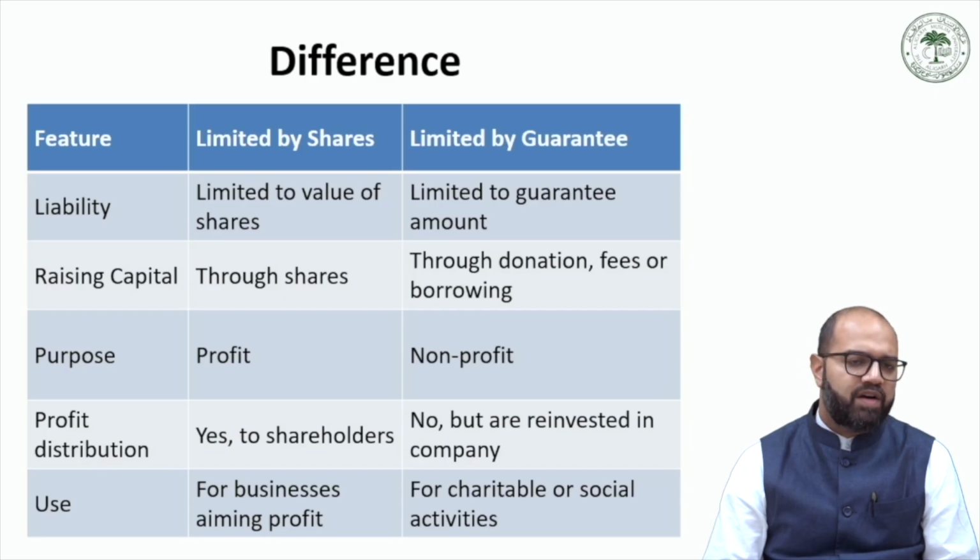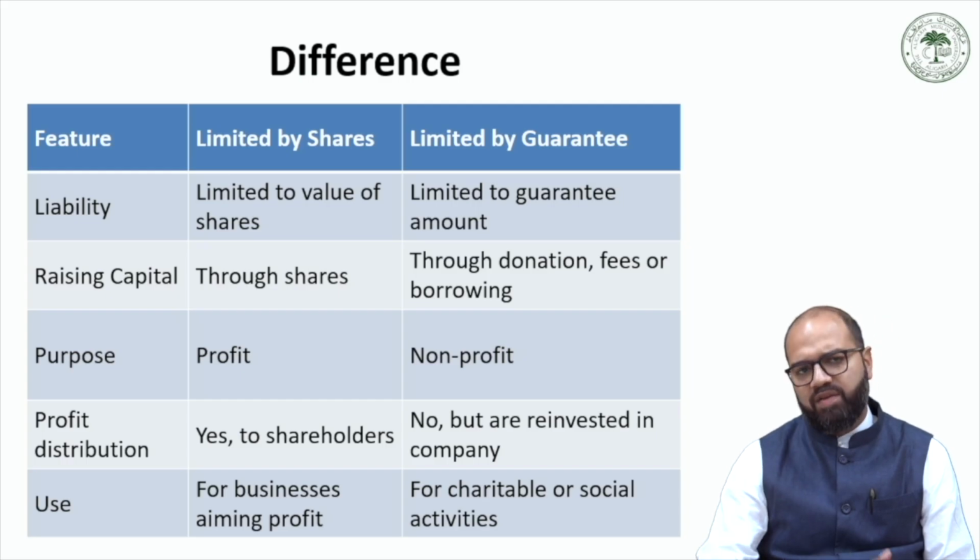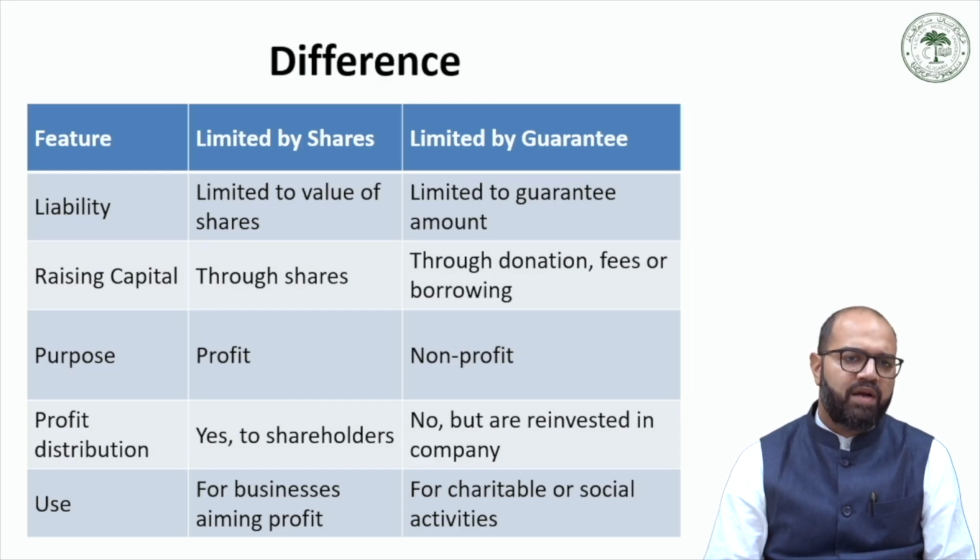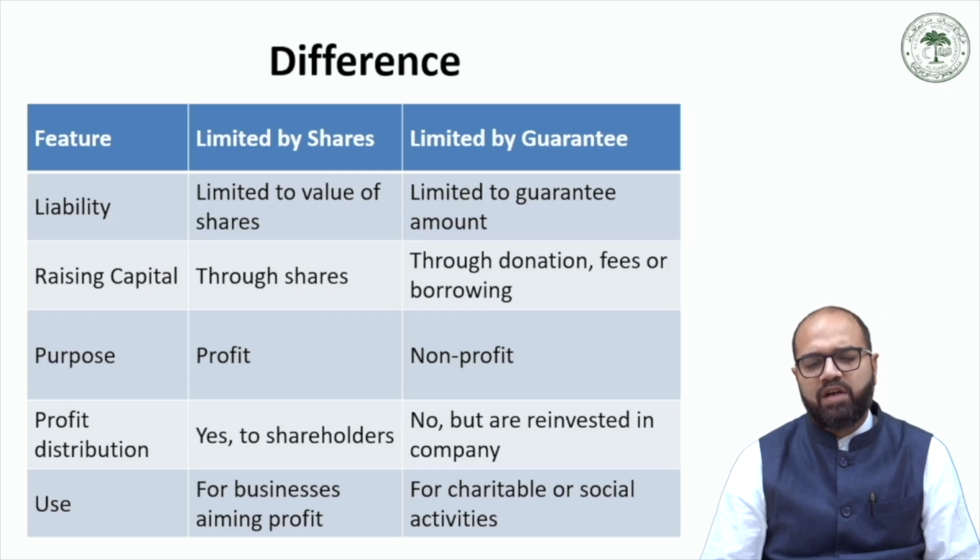Next, after discussing the two kinds of companies, we will be taking up their differences. So, on the aspect of liability, a company limited by shares, as we know, has limited liability, where the liability of shareholders is limited to the value of their shares. In the same way, in a company limited by guarantee, the liability of the guarantors is limited to the guarantee amount that is undertaken by them.